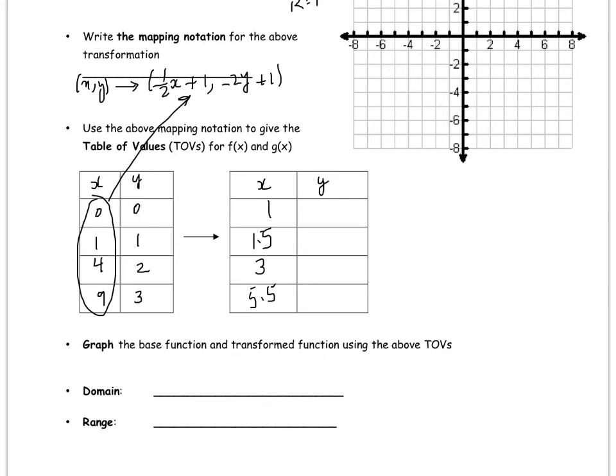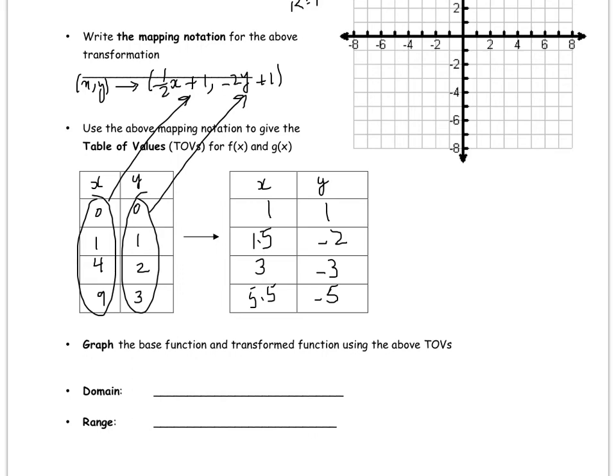For y values, I'm going to use these values and put them in this formula. So when y is 0, I get negative 2 times 0 is 0, plus 1 is 1. 1 times negative 2 is negative 2. Negative 2 plus 1 is negative 1. When y is 2, negative 2 times 2 is negative 4, plus 1 is negative 3. And when y is 3, negative 2 times 3 is negative 6, plus 1 is negative 5. So these are the table of values.